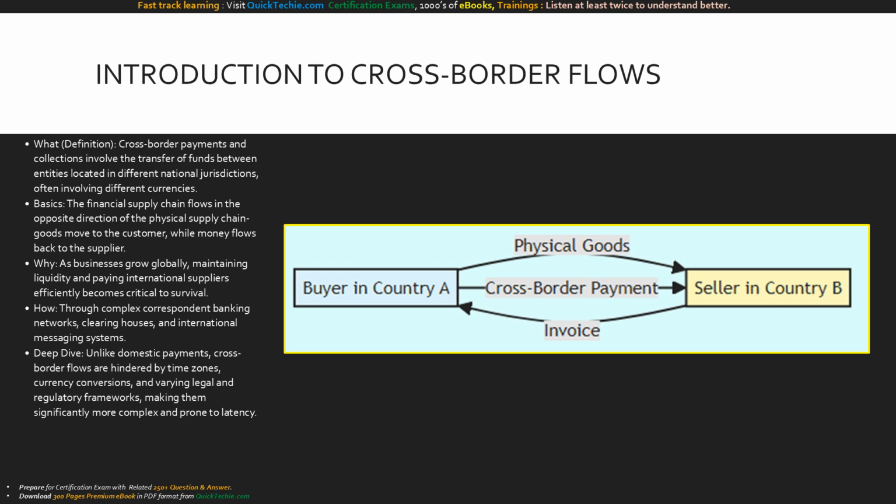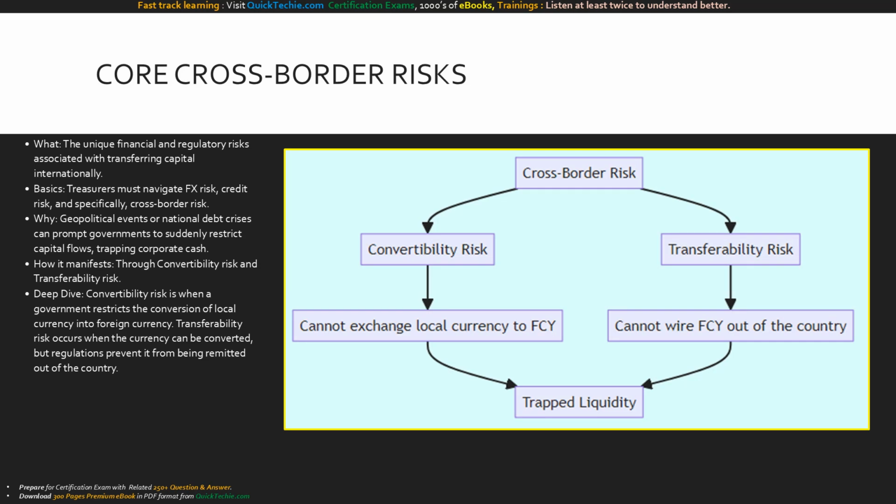Looking at this diagram, we see the fundamental interaction between the physical and financial supply chains. On the left, we have a buyer in country A, and on the right, a seller in country B. The top arrow shows the physical movement of goods across borders. The middle arrow represents the invoice being sent. The bottom arrow is our focus today, the cross-border payment. This single arrow represents a complex journey through multiple banking systems, currency conversions, and regulatory checkpoints to finally settle the transaction.